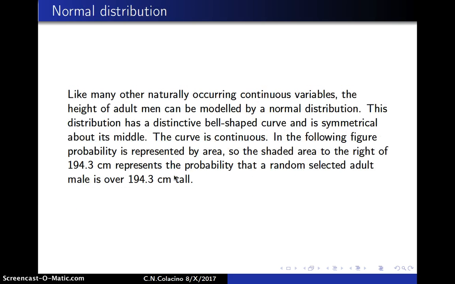Like many other naturally occurring continuous variables, the height of adult men can be modeled by a normal distribution. I'm sure you have seen it before. This distribution has a distinctive bell-shaped curve and is symmetrical about its middle. The curve is obviously continuous, the variable is continuous. In the following figure, probability is represented by area. So the shaded area to the right of 194.3 centimeters represents the probability that a randomly selected adult male is over 194.3 centimeters tall.